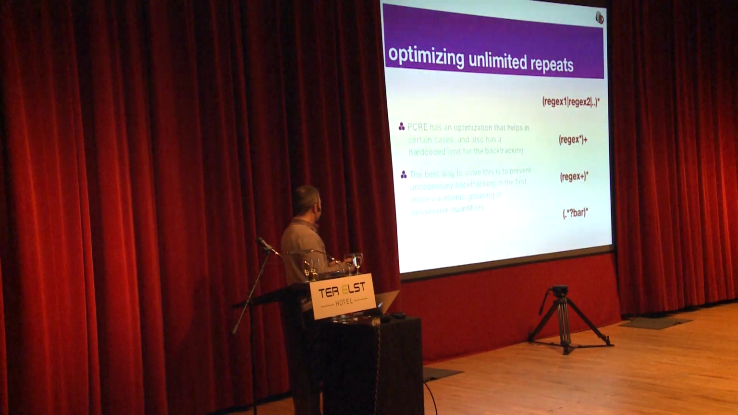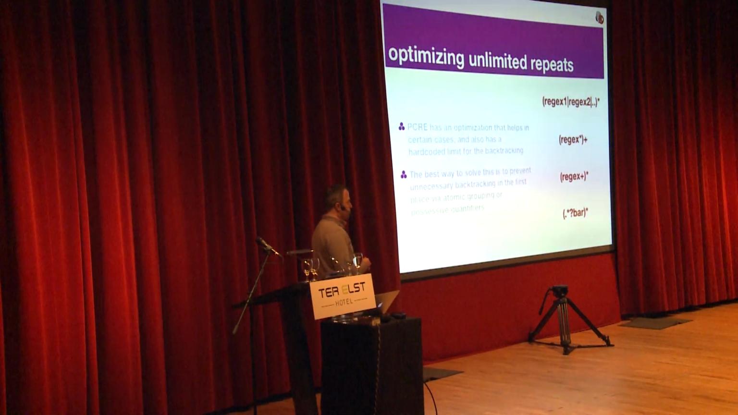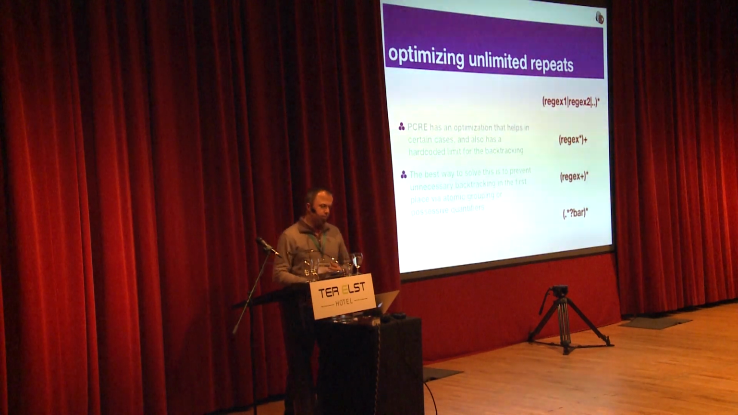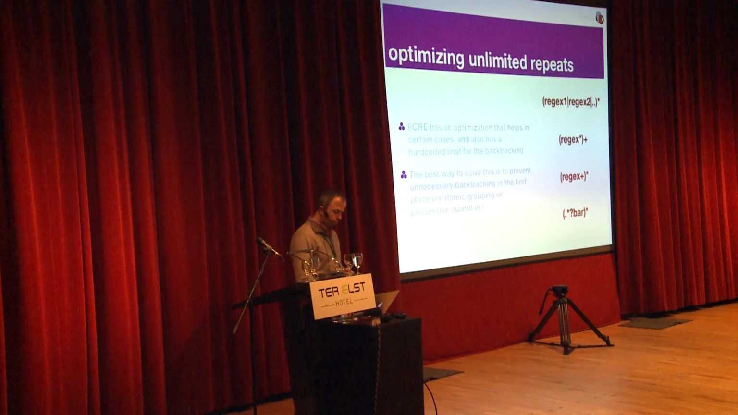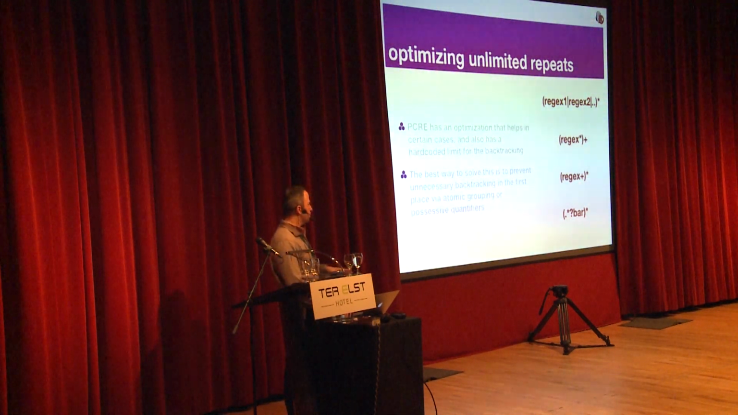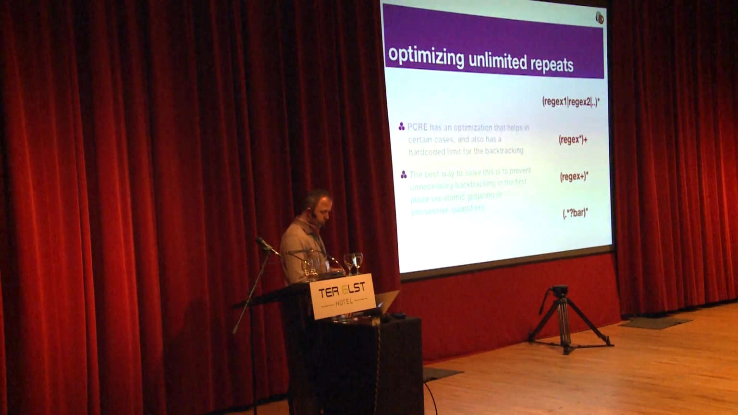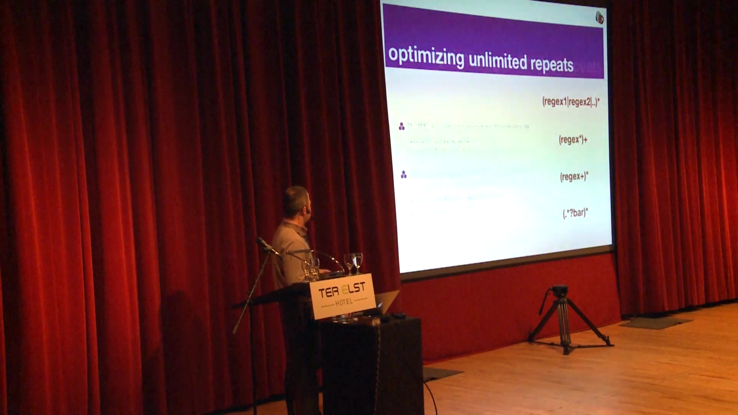So the PCRE engine in PHP has an optimization that helps in certain cases. It also has a hard limit for backtracking. I think it's 100,000 or a million, something like that by default. But the best way to solve that is to prevent unnecessary backtracking before the engine has to do it for you. I use those possessive quantifiers or atomic grouping.